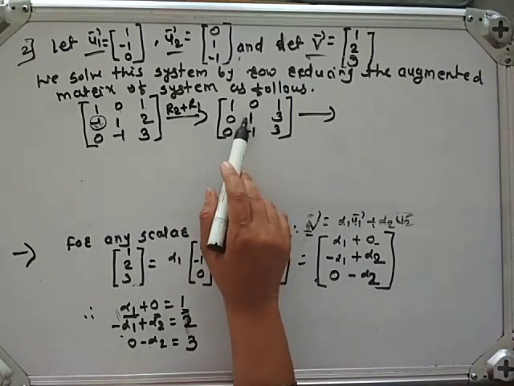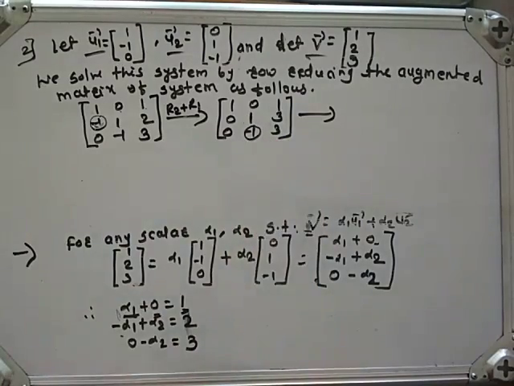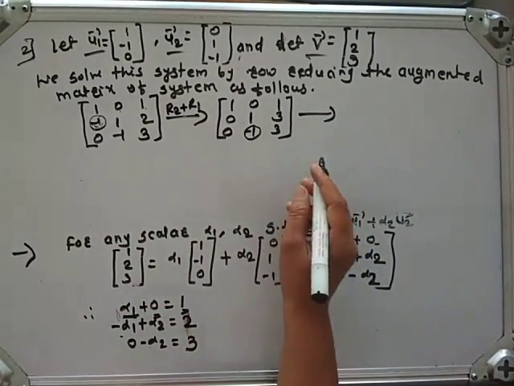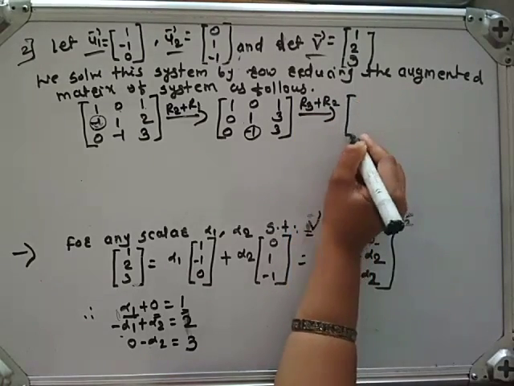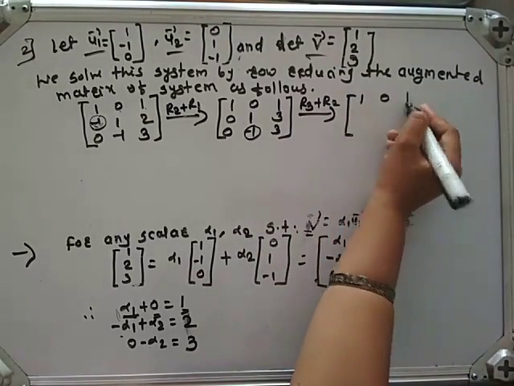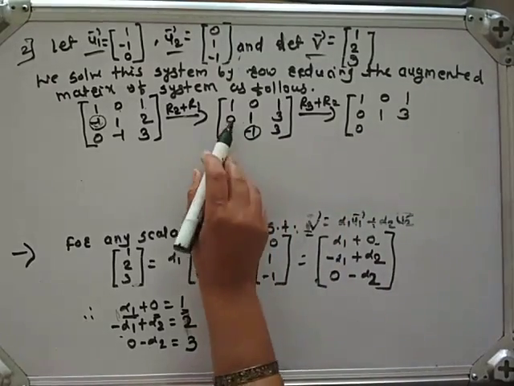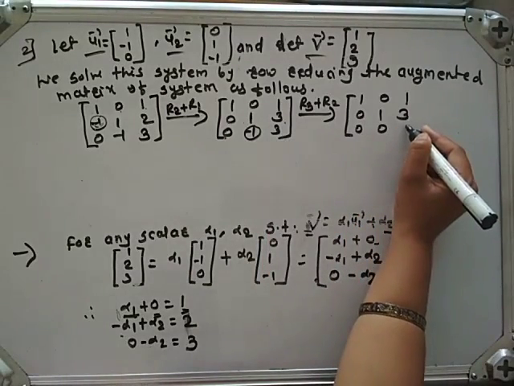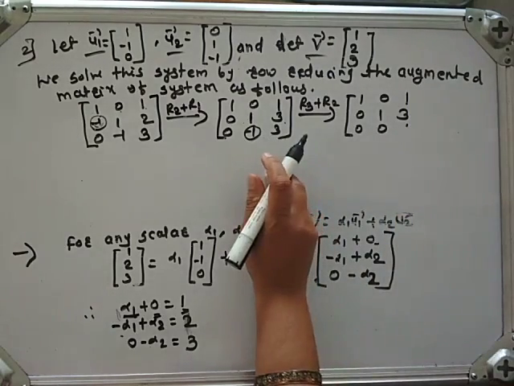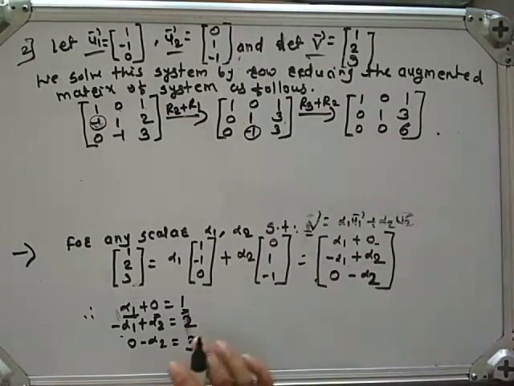In the second row, this one is a leading one, so here we require 0. For this we perform the row operation R3 plus R2. Keep the first row as it is, and also keep the second row as it is. Then 0 plus 0 is obviously 0, 1 minus 1 is 0, and 3 plus 3 is 6.